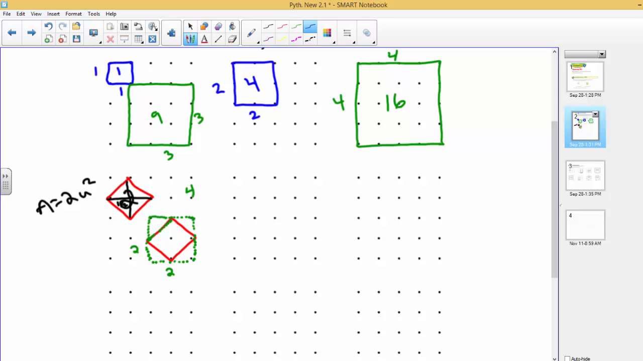And then you're going to take away the 4 triangles, and they're all the same. The triangles are the same area. And these triangles are a 1 by 1. So area of a triangle is base times height divided by 2. So 1 times 1 divided by 2 is 1/2. So these are each 1/2. 4 halves is 2. So the area is 2. So go ahead and pause and see what other squares you can come up with. Pause.